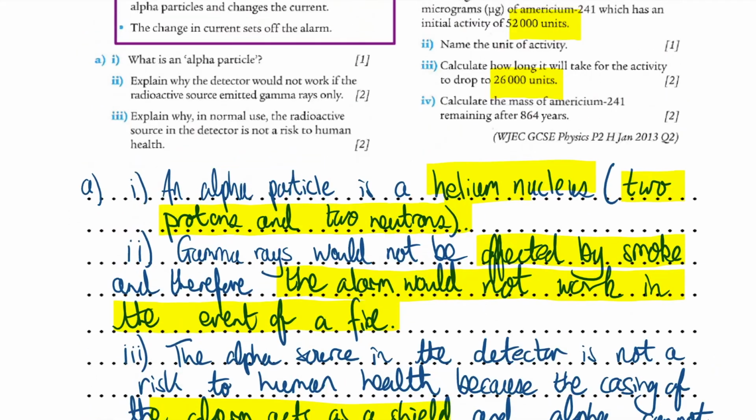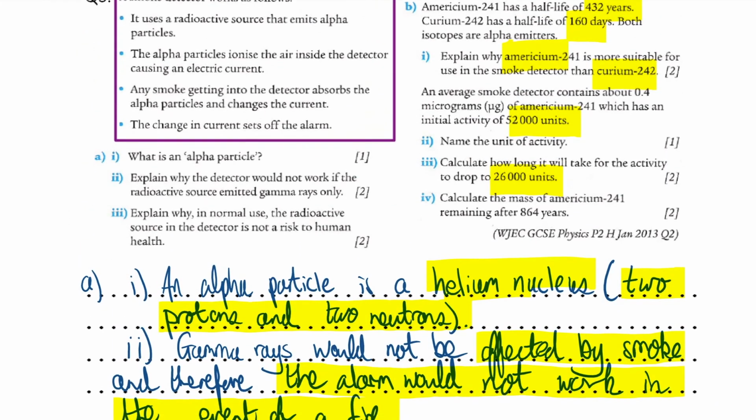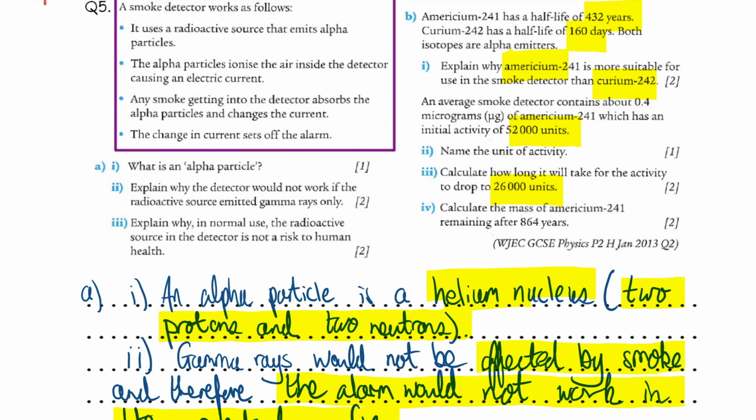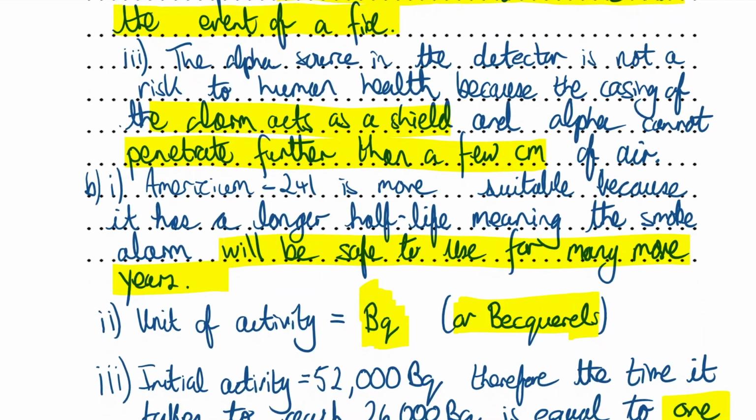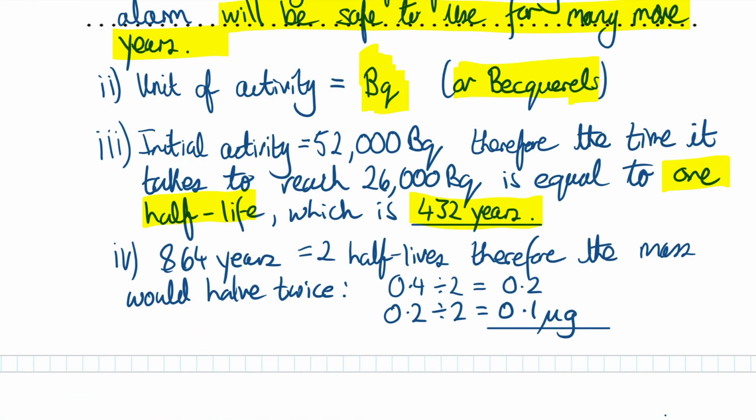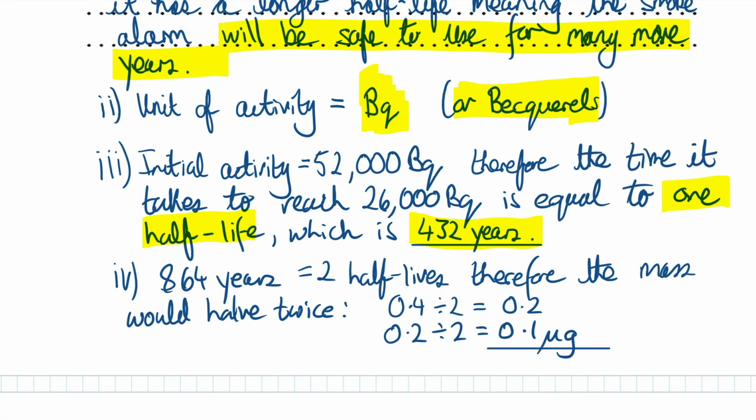And part 4, the final part of part B, calculate the mass of americium remaining after 864 years. Well, remember that the half-life is 432 years, so 864 years is twice 432, so that's 2 half-lives. Therefore, the mass would reduce twice, once, twice, and remember the units, micrograms.